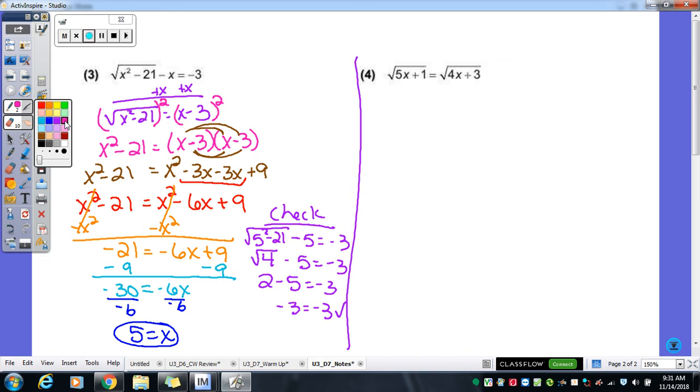Four is a little bit different because we have two radical signs, but are they both by themselves? Yeah, they're both isolated already, so we're good. Radicals are isolated. So we are going to square both sides. And all that does is it knocks out our radicals. So then we just have 5x plus 1 equals 4x plus 3.